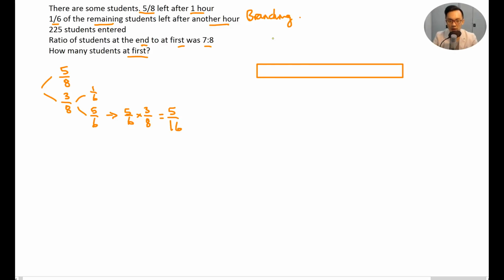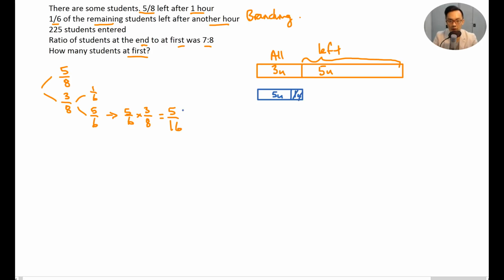Okay, so this question is a bit complex, so I want to draw a model and explain to you. So this is all my students. 5/8 left after 1 hour, so this is 5 units, this is 3 units, altogether that's 8. So this part of the students have left after 1 hour. 1/6 of the remaining students left after another hour. So this is my remaining students, this is 1 unit, this is 5 units, so altogether it is 6. So 1/6 left after another hour.